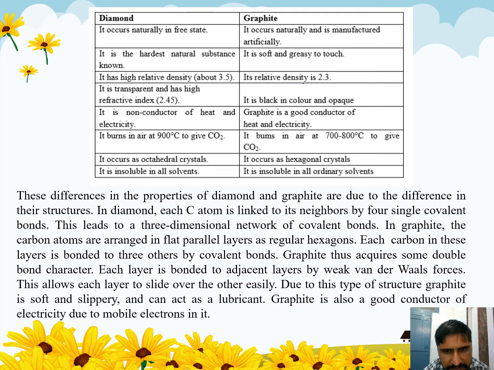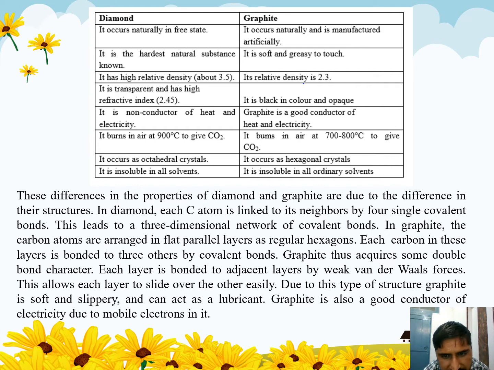Diamond is a non-conductor. Graphite is a good conductor. Diamond has a very high melting temperature, but it burns at a comparatively low temperature to give carbon dioxide. Diamond forms octahedral crystals, while graphite has hexagonal crystals. Now, these differ in properties, and the difference in properties is due to the difference in structure.